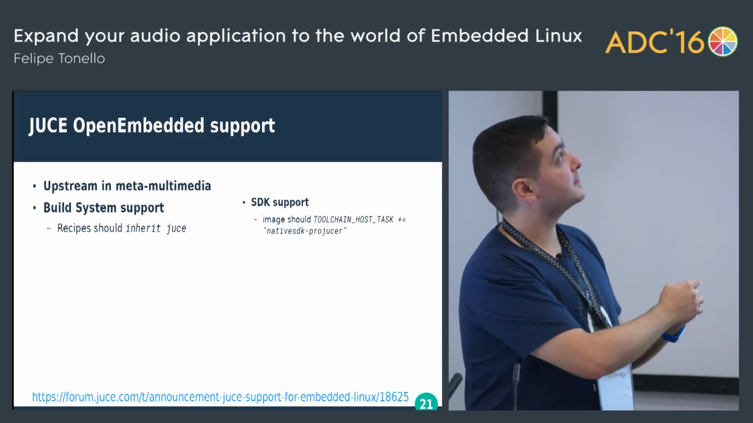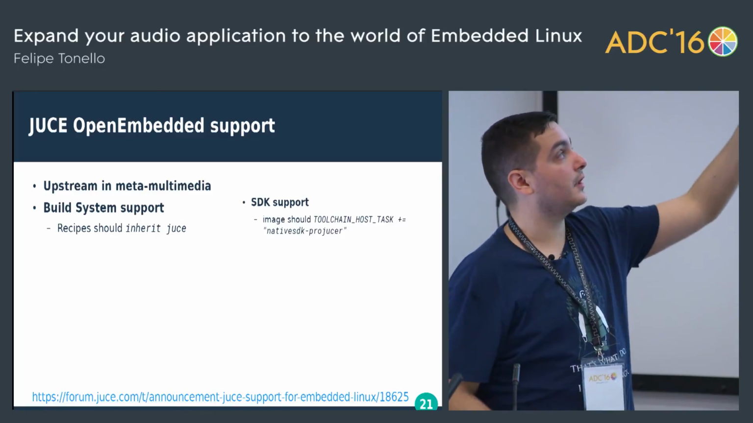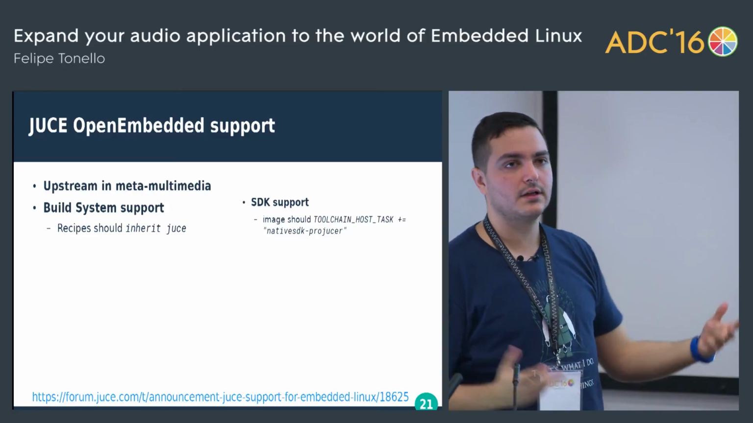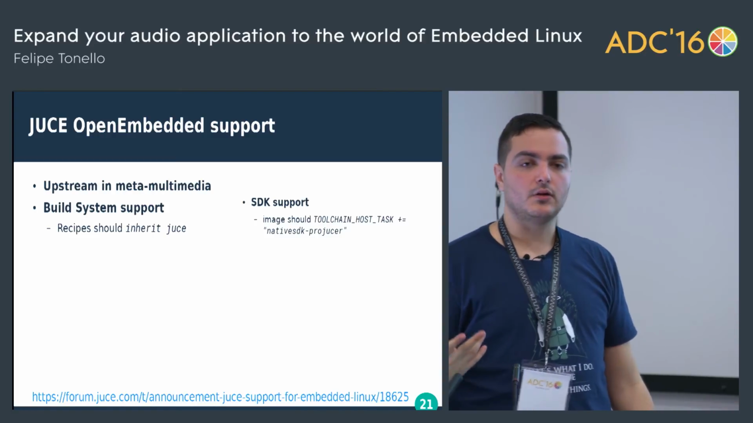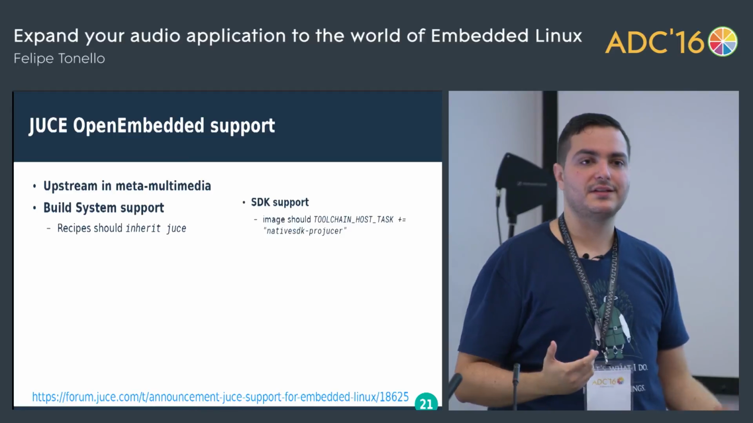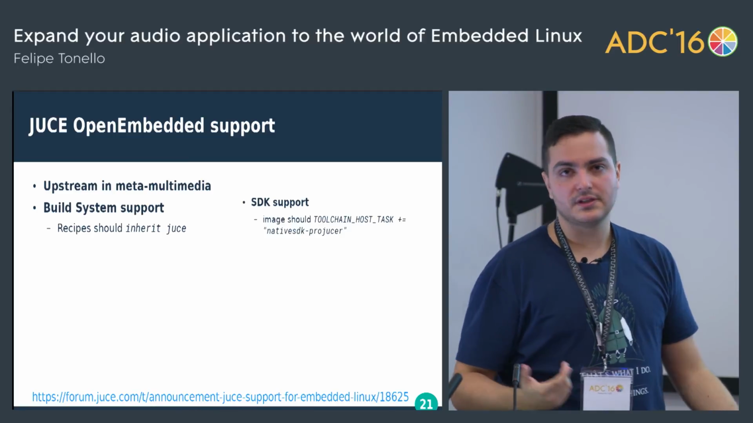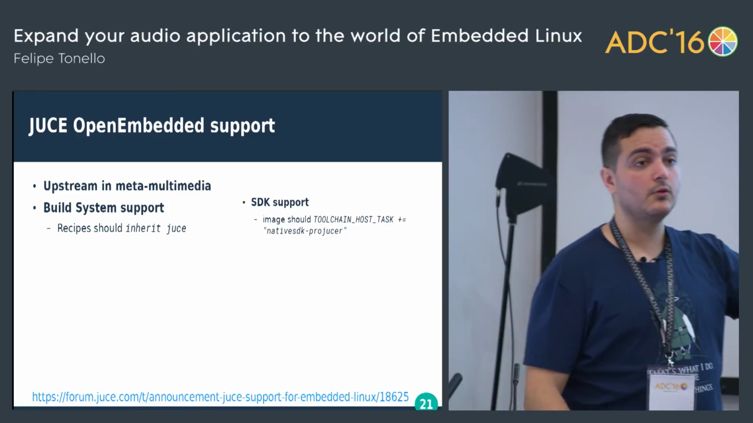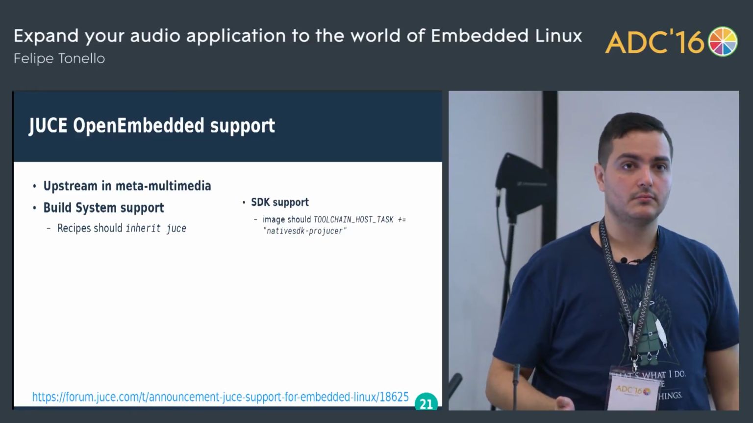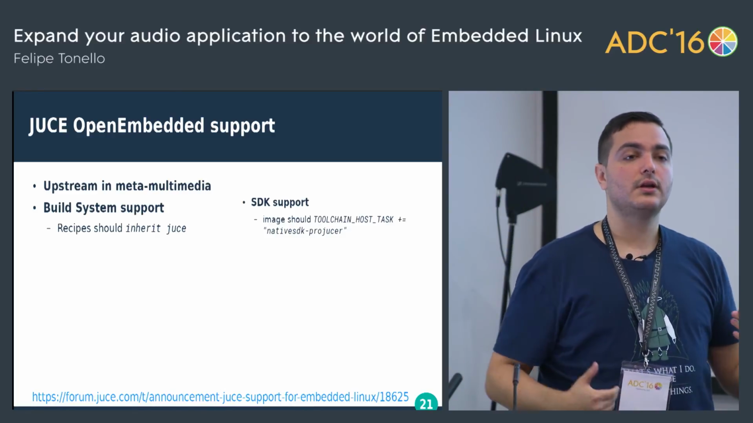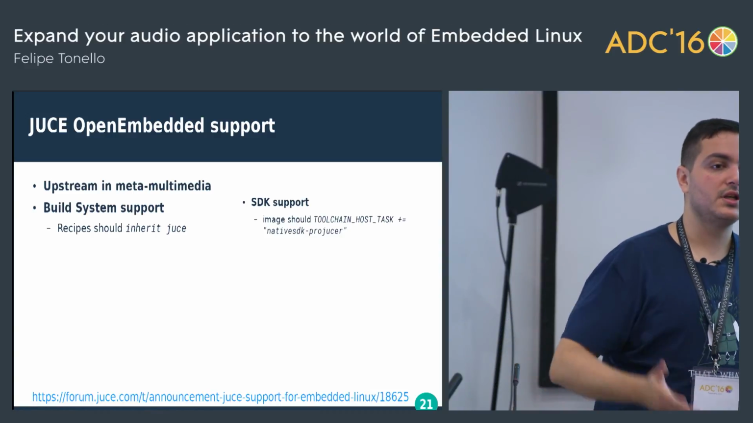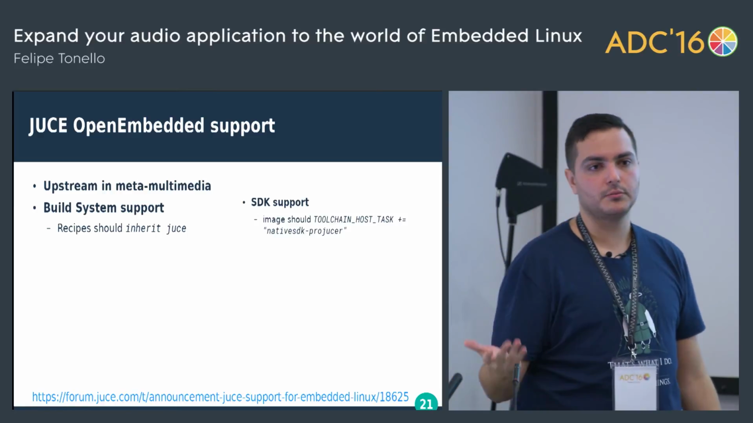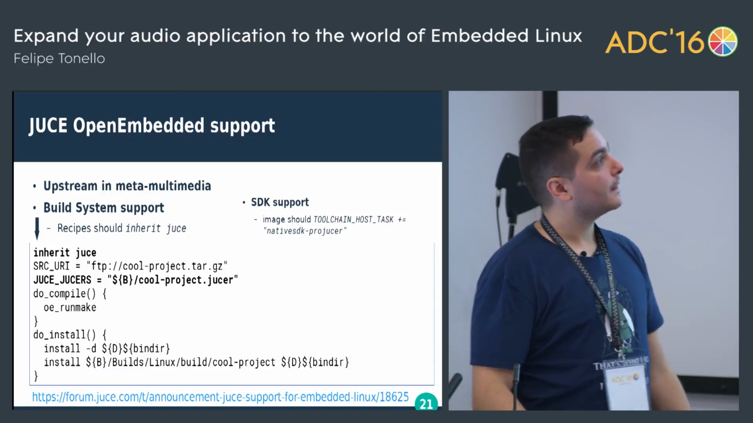So on the build system support side, if you want to write a recipe that has JUCE support, you just call this thing, inherit juce, which is basically like an include type of thing. It's almost like in object-oriented programming, you're extending a class, basically. And for the SDK support, you can generate an SDK with the Projucer installed in the SDK. So you can ship this SDK without people needing to even compile their own Projucer, basically, okay?